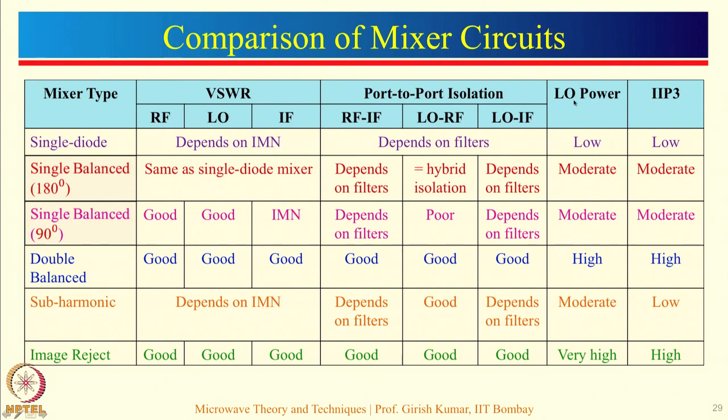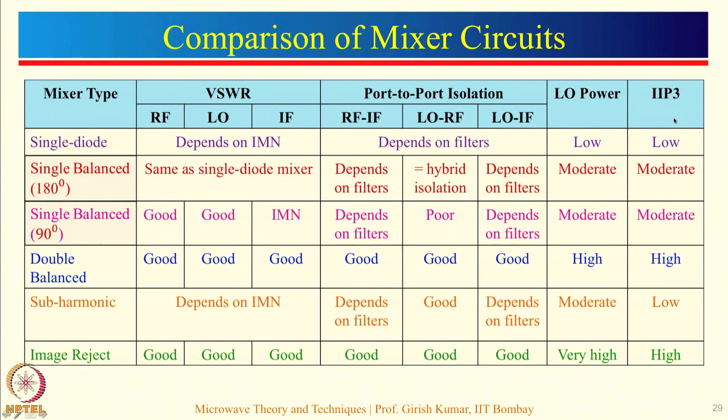Then we have the LO power. LO power is required to drive the mixing devices that have been used in the circuits. You see that low or moderate LO powers are required for single diode, subharmonically pumped mixers and single balanced mixers, because the LO power depends on the number of mixing devices being used. For example, a single diode mixer has only one diode, so you require low power. In case of image reject mixers or double balanced mixers, you have a very high LO power requirement, because a double balanced mixer contains four diodes and an image reject mixer contains two doubly balanced mixers, hence the LO power is very high.